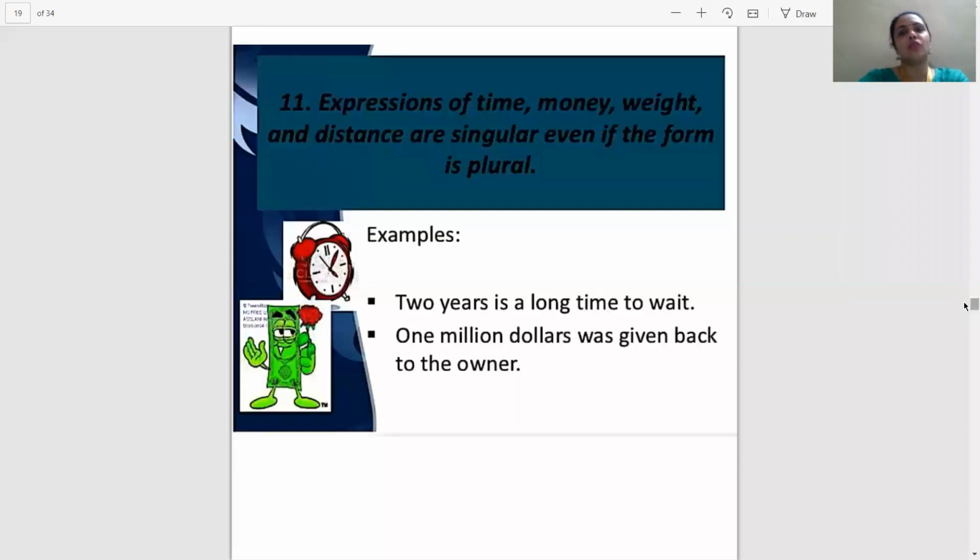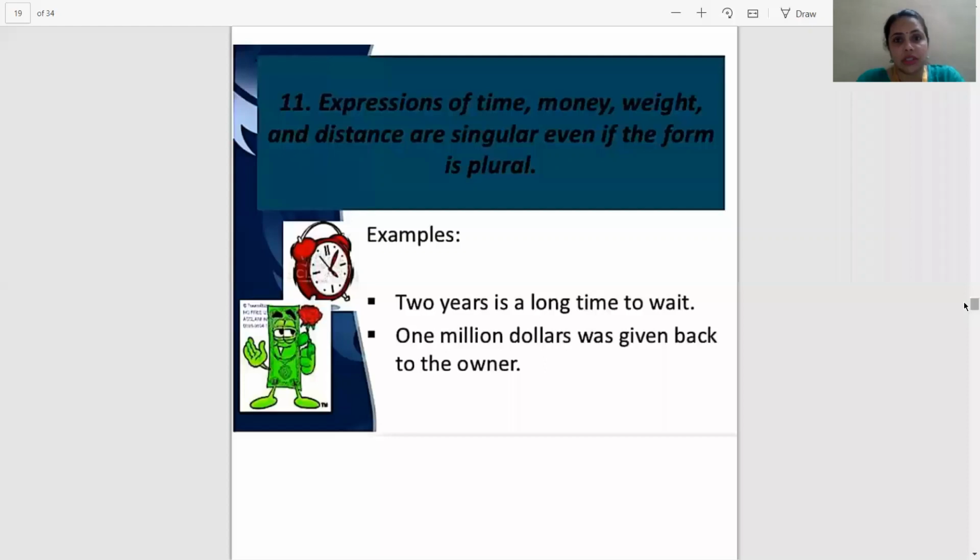Like 2 months, 3 months. When you talk collectively, it becomes singular. For example, 2 years is a long time to wait. 10 years is a long time to wait. Though it is 10 years, we are talking about it as together, as a complete, as a whole. So that is why it takes a singular verb.